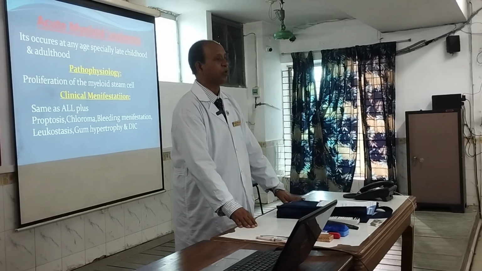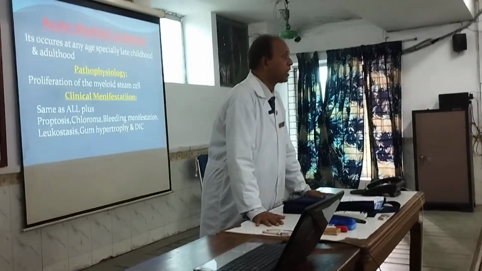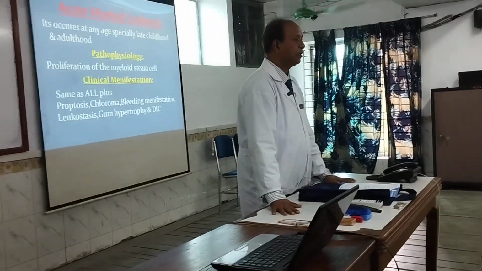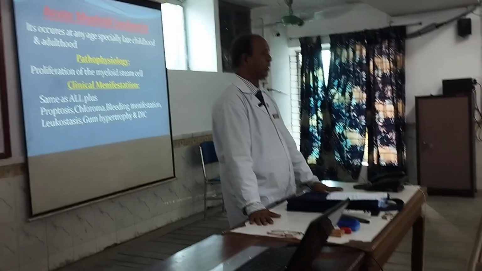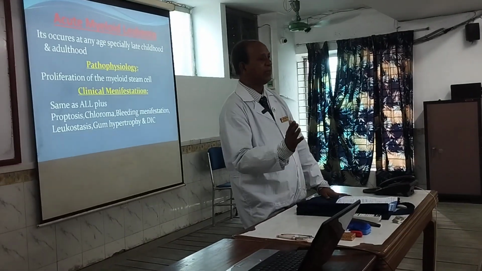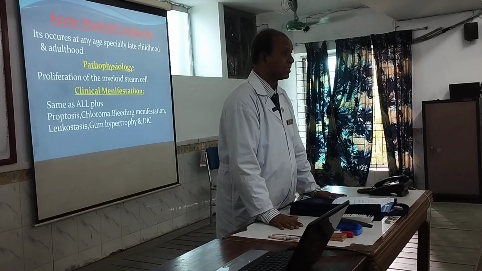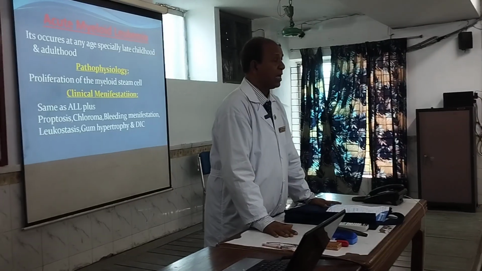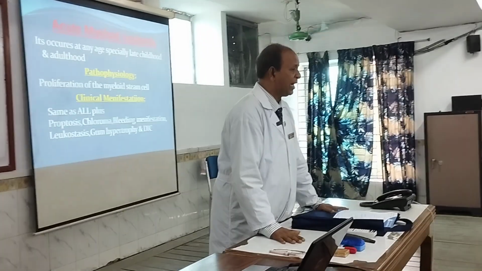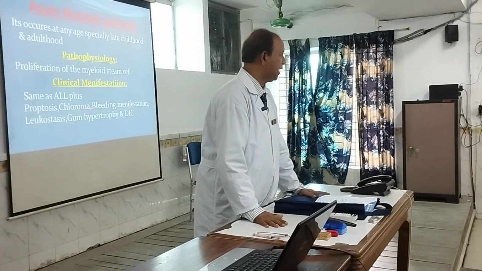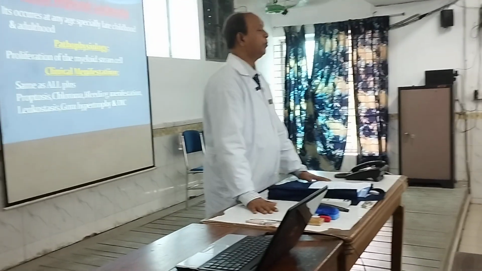Then gum hypertrophy and leukostasis. Leukostasis means hemorrhagic infarction of the central nervous system. What is leukostasis? This is a hemorrhagic manifestation of the central nervous system. Remember this one. These are the extra manifestations of acute myeloid leukemia. But remember this: bony tenderness and anemia are less here. Pallor and bony tenderness are less common here, but organomegaly is greater than in acute lymphoblastic leukemia.